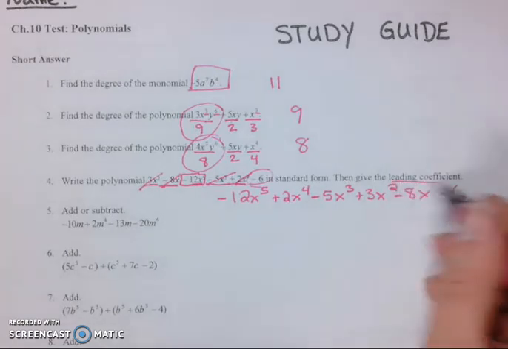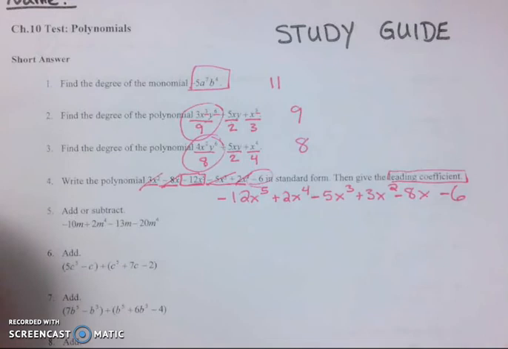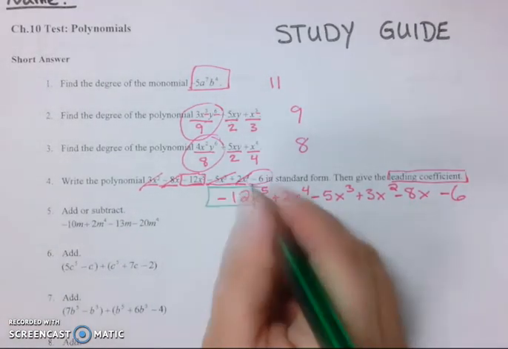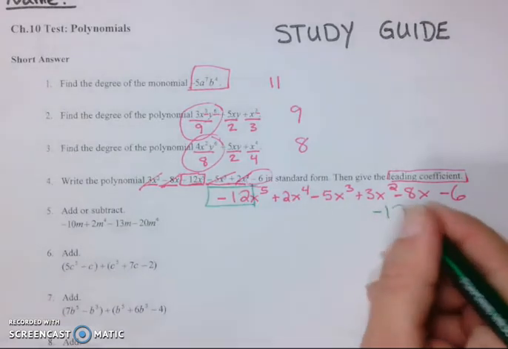And don't forget, then it says give the leading coefficient. So the leading coefficient is the number that's in front. The very front number, so the leading coefficient would be negative 12.